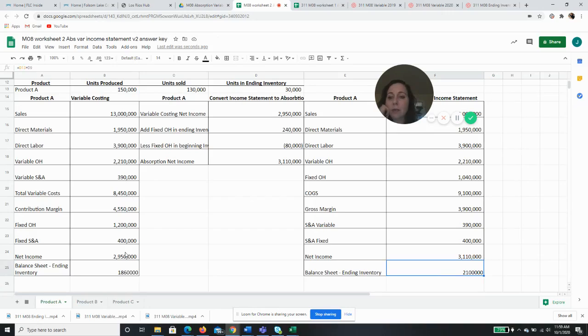Okay, so that's how we do it. We take our variable, we calculate our variable net income. We add the fixed overhead that is sitting in ending inventory under absorption. We subtract the fixed overhead that was in beginning inventory under absorption, and that gives us our absorption net income.